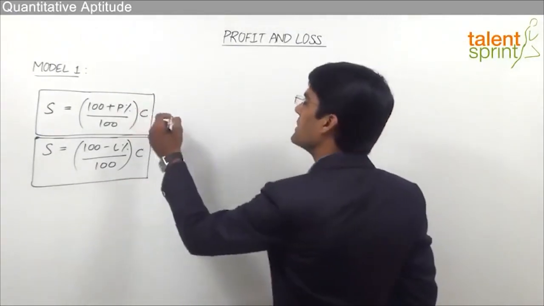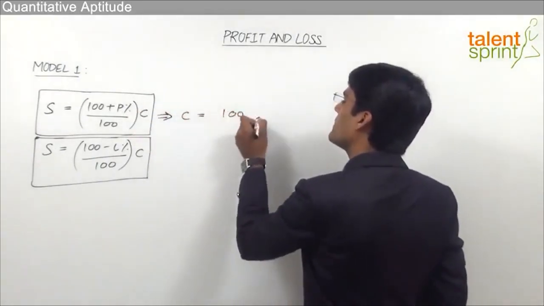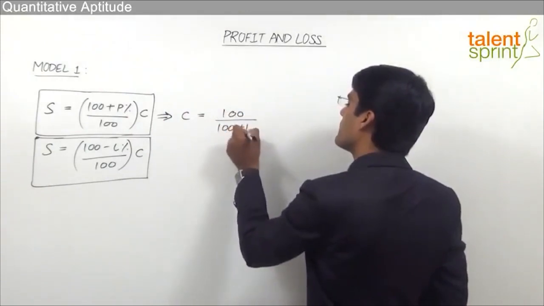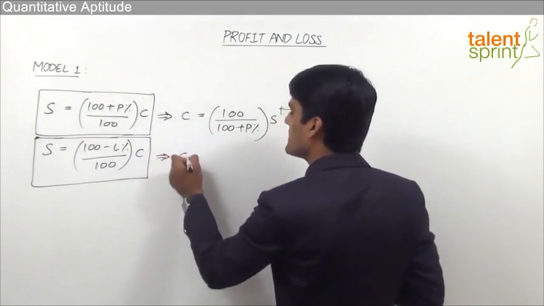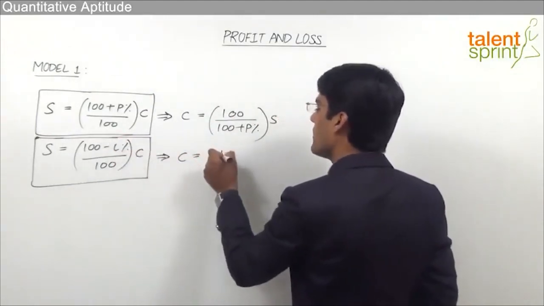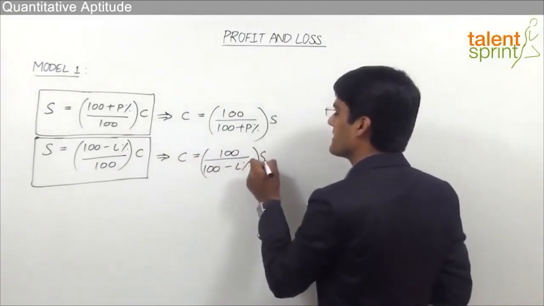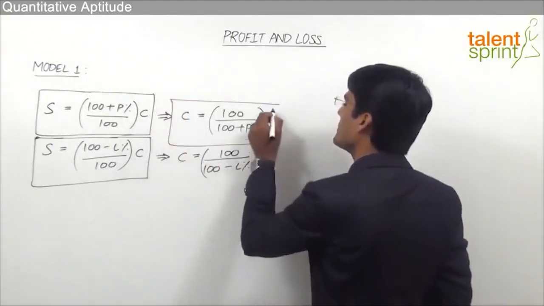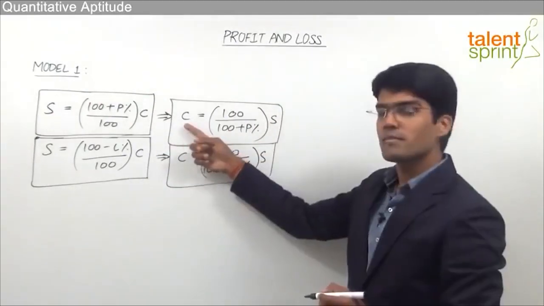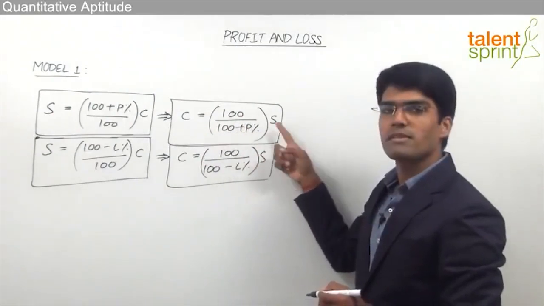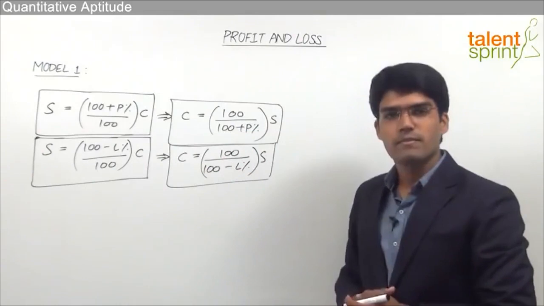For example, from this one we can say that cost price will be equal to 100 divided by 100 plus profit percentage into S. And from this one we can say that the cost price C will be equal to 100 by 100 minus loss percentage multiplied with S. So this is the formula for cost price when the profit percentage and the loss percentage are given to us. So cost price can be taken as 100 by 100 plus profit percentage into S, and here 100 by 100 minus loss percentage into S.